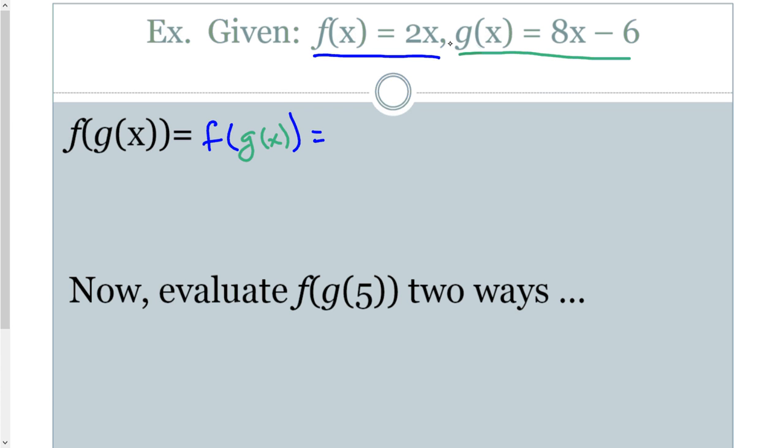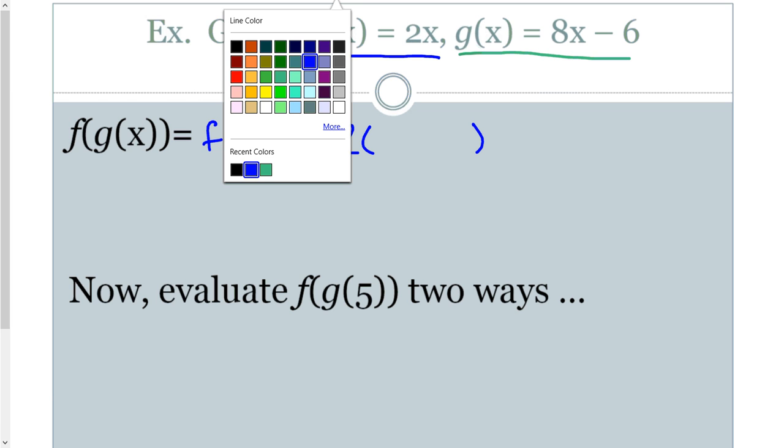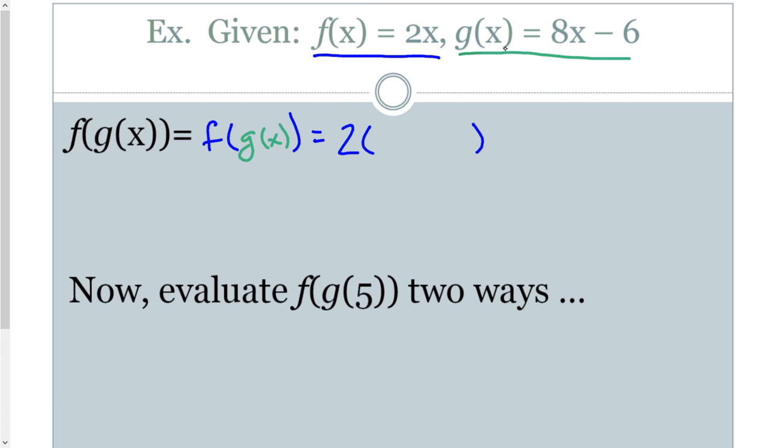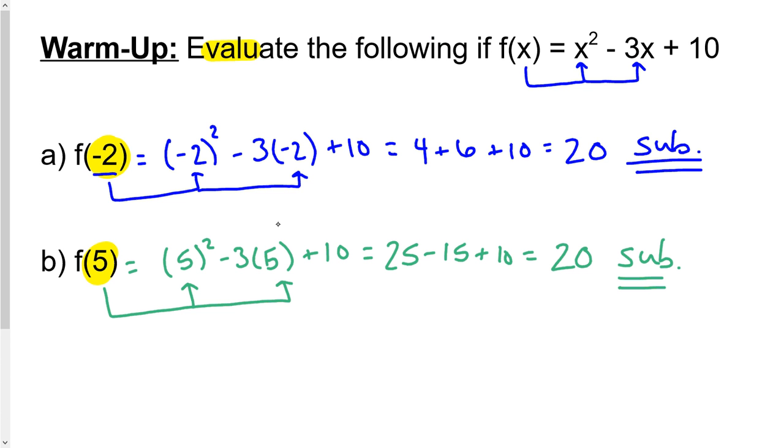So what is function f? Function f is 2 times input. I'm just going to leave a big empty open set of parentheses for this input, because you got to think of this as the big fish's stomach. Now what is it going to eat? It's going to eat this function g. So where does function g go? It's going to go into the stomach of the bigger fish. So 8x minus 6. Now I want you to look at the fact that I've got this color coded right here. Now close your eyes. Now open them.